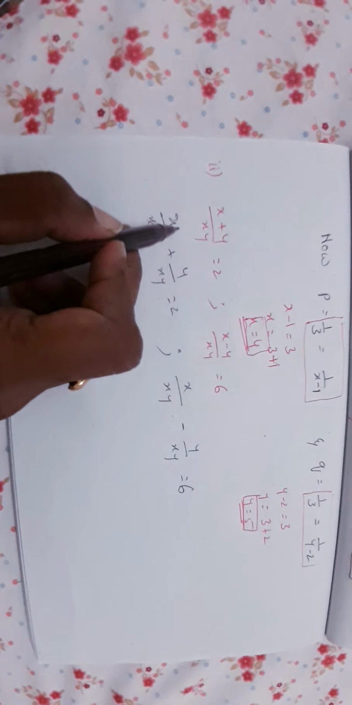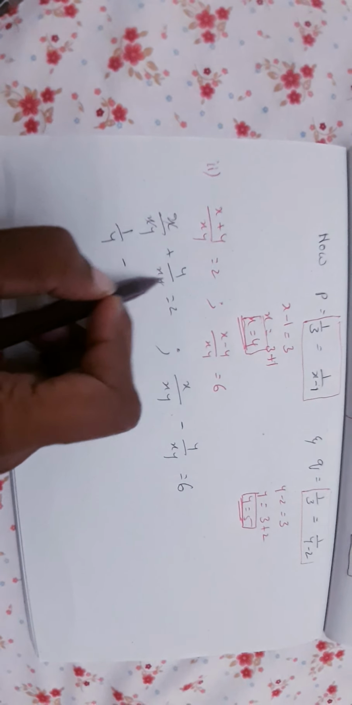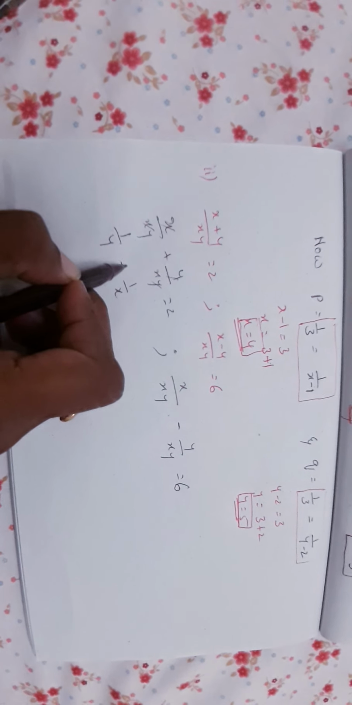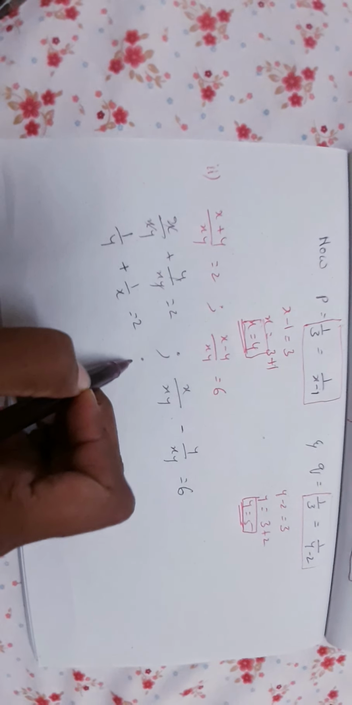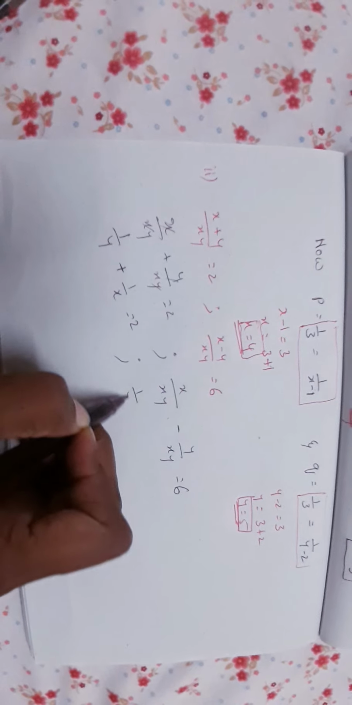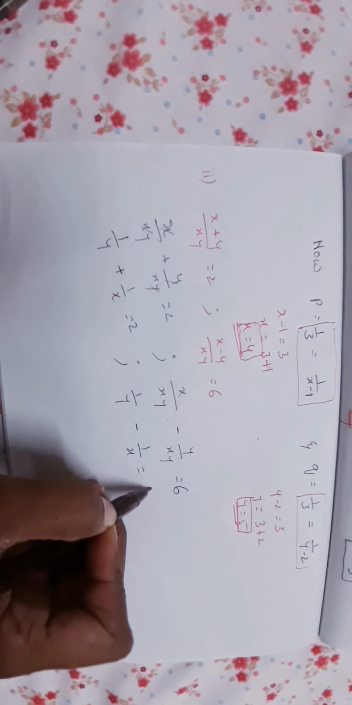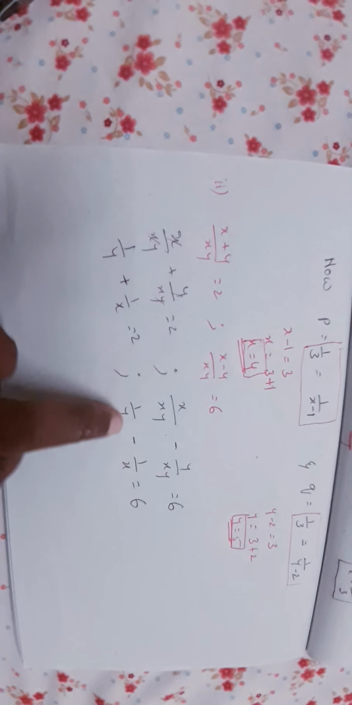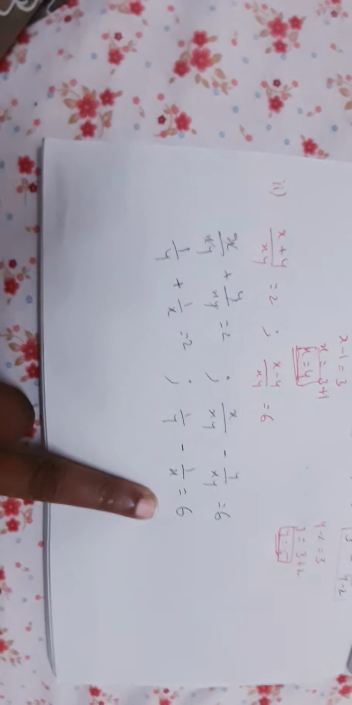Here x will get cancelled, you got 1 by y, and minus here y will get cancelled, minus 1 by x. I'm sorry, it is plus, yes, plus 1 by x is equal to 2. And the second part of the second equation is, so x will get cancelled, you are left with 1 by y minus 1 by x is equal to 6. So you got 1 by y plus 1 by x is equal to 2. 1 by y minus 1 by x is equal to 6. Clear now? Now it is very easy, is it not?